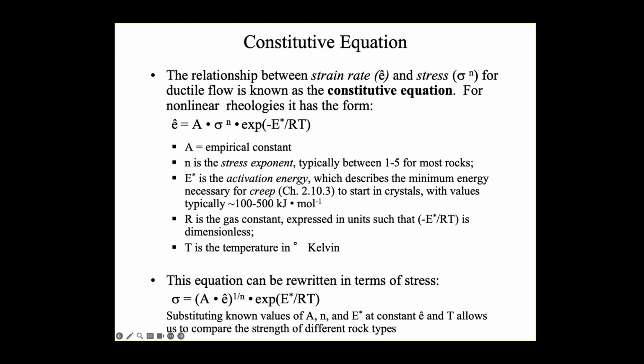And then R is the gas constant, and T is the temperature in Kelvin. So you can rewrite this in terms of stress, right? So that stress is equal to that constant times the strain rate. And you can substitute known values of the constant, the stress exponent, and the activation energy. And this allows us to mathematically compare the strength of different rock types under ductile deformation.